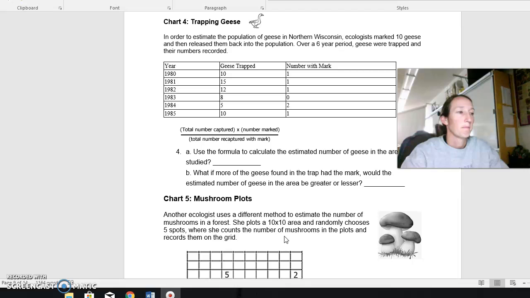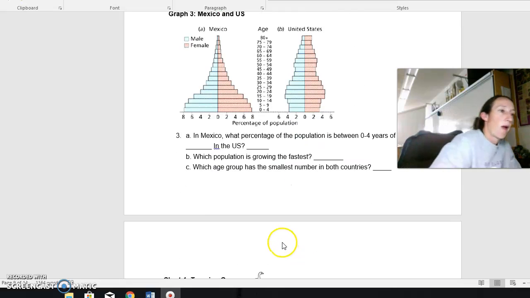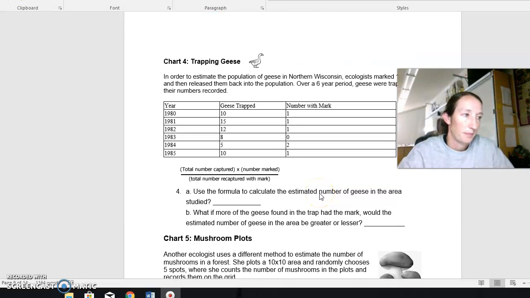Okay. Pretty sure one of these questions I did not want to do. I think it's further up. All right, let's look at this one. You just got to plug in the numbers.